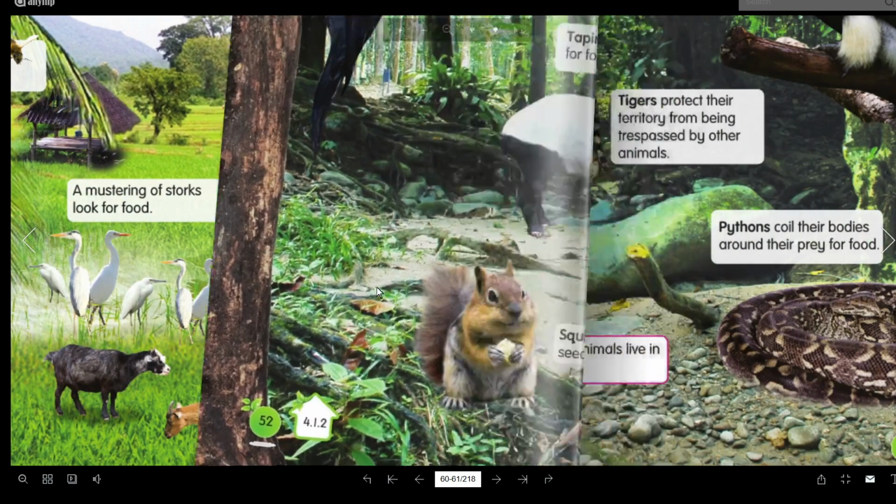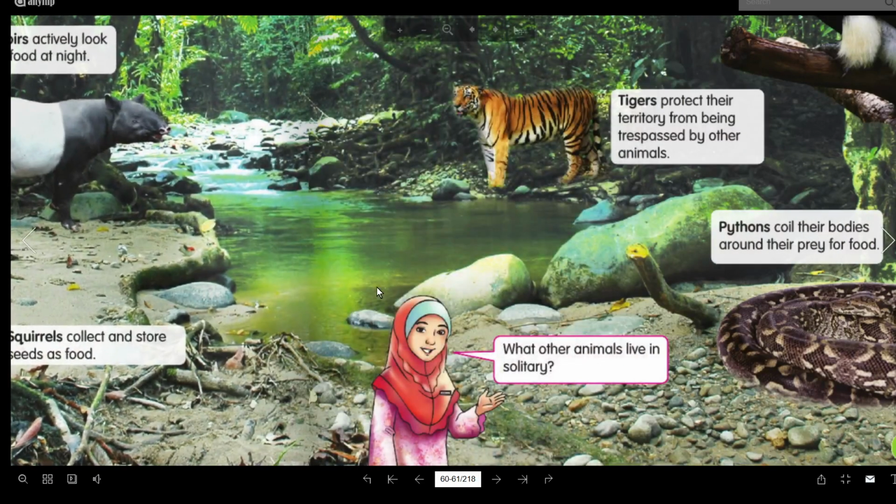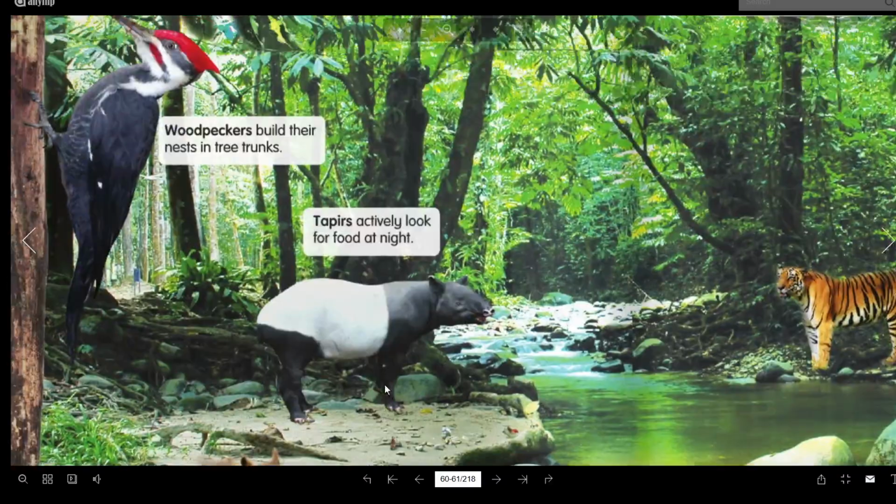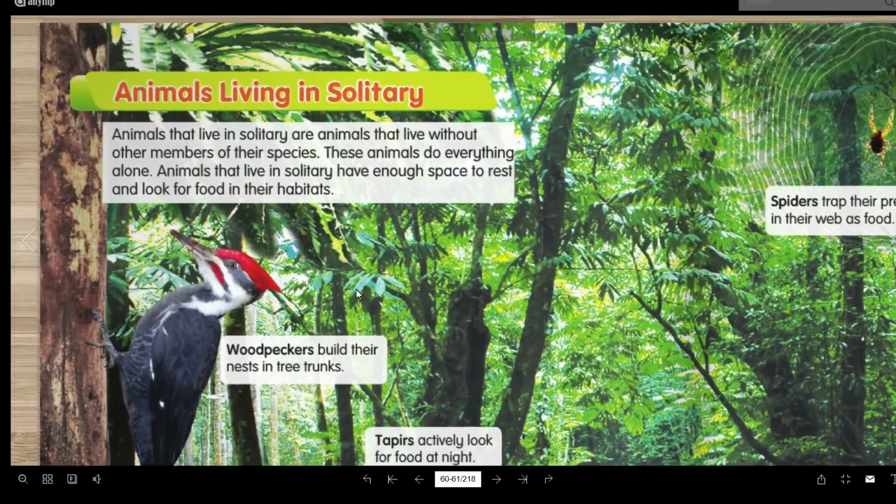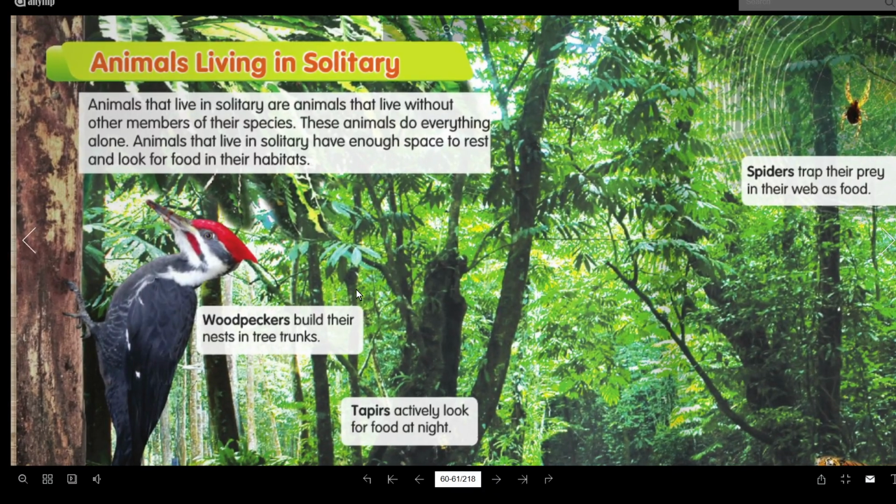So why do they live in a group? For protection, right? Predators won't be able to attack them easily when they are in a group, right?